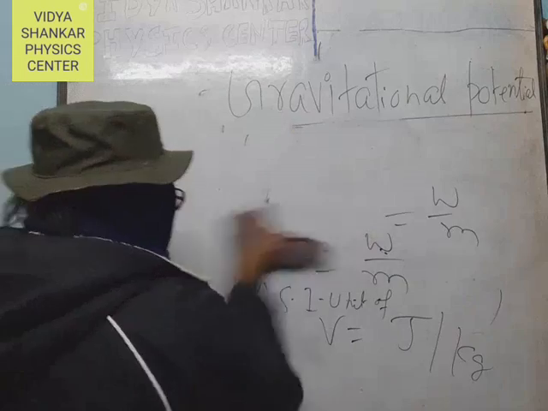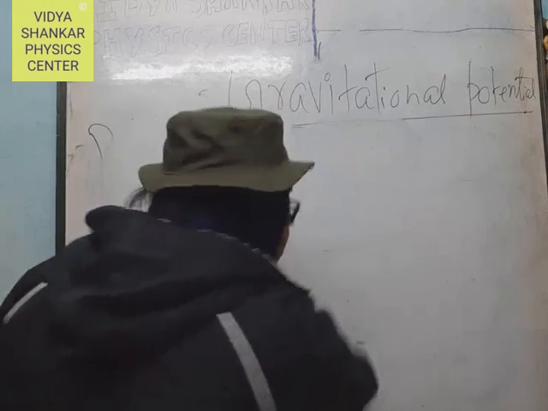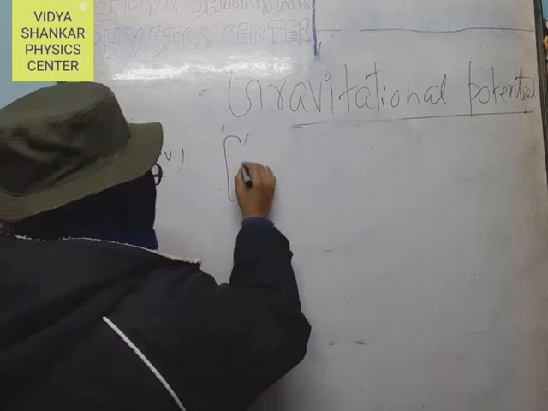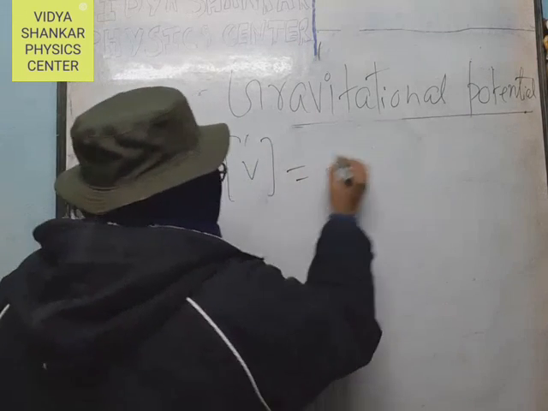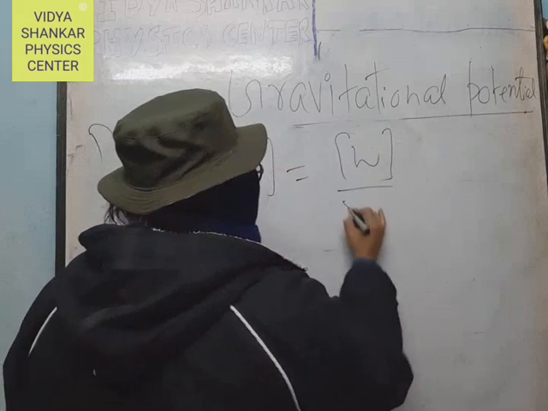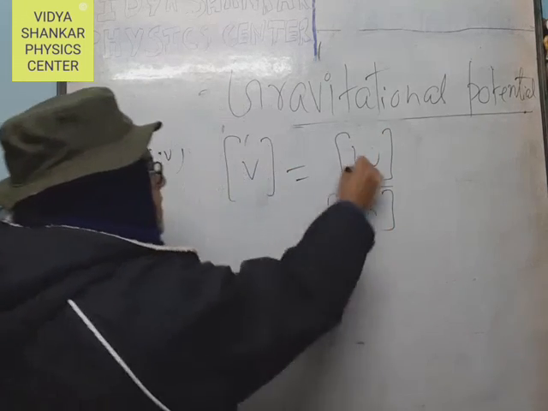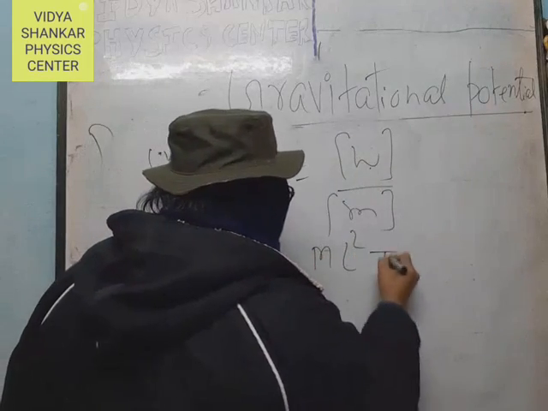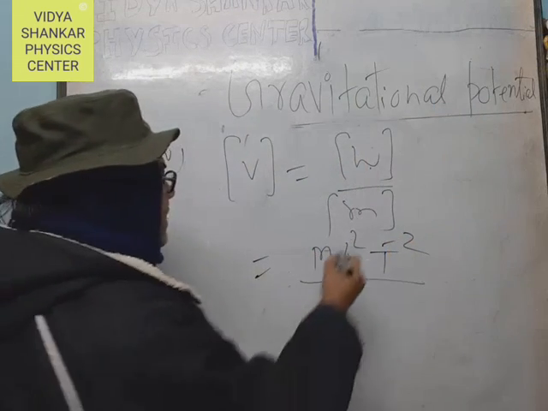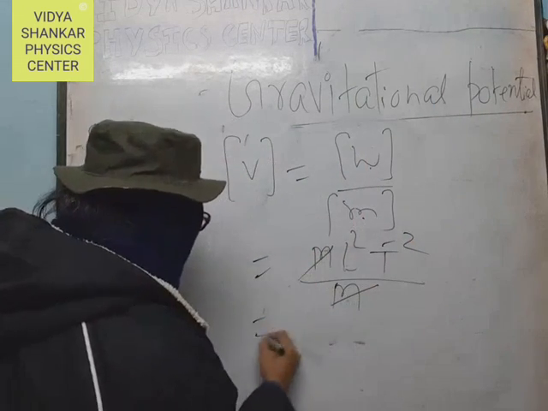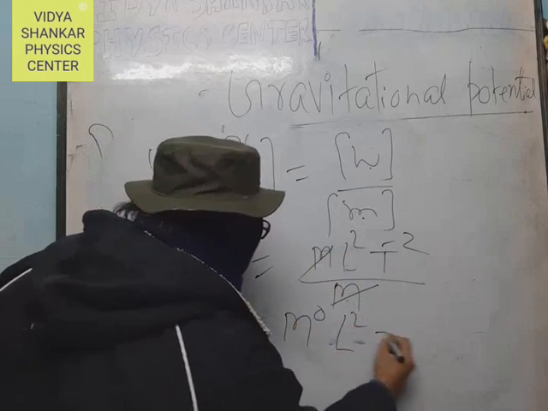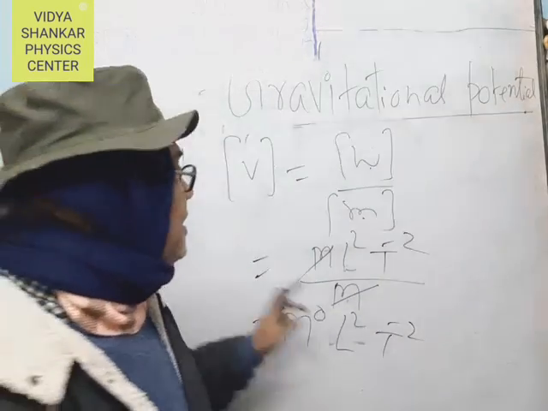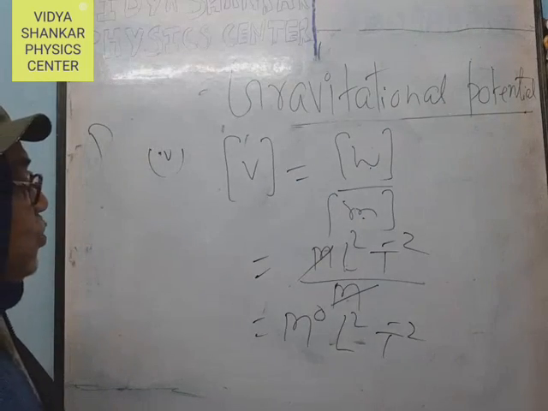And the last, fourth point, dimensional formula. Dimension of V equals dimension of W by dimension of M. Dimensional formula or dimension of W is ML2 T minus 2, and dimension of mass M is cancelled, therefore M0 L2 T minus 2. The dimension or dimensional formula of the gravitational potential is M0 L2 T minus 2.